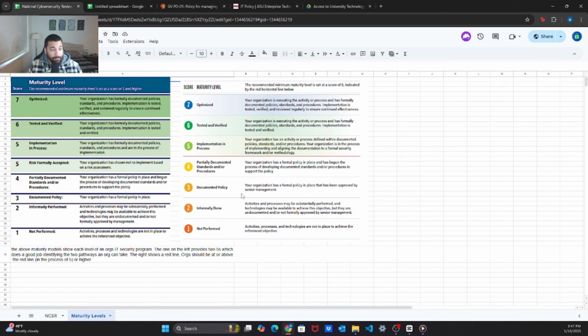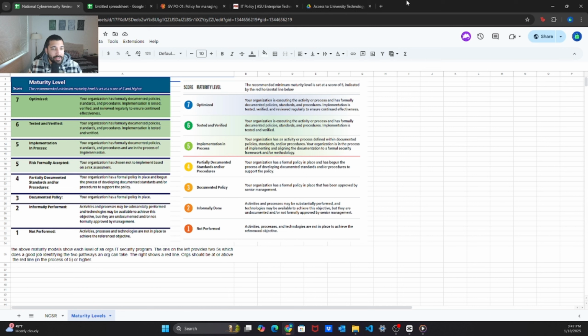We found a policy, and so that means that they're at least at a 3 here, documented policies. But let's say that they're at a 4, partially documented standards and or procedures. Your organization has a formal policy in place and has begun the process of developing documented standards and or procedures to support the policy.